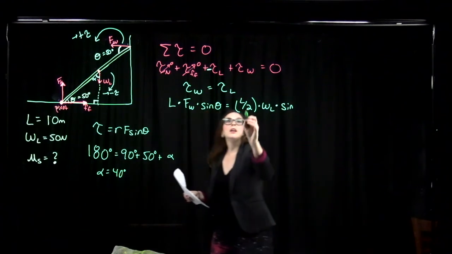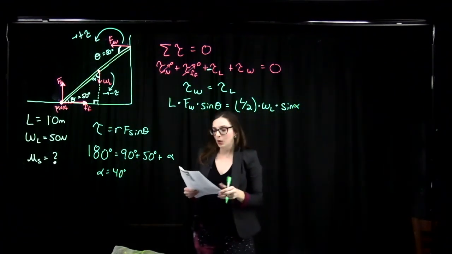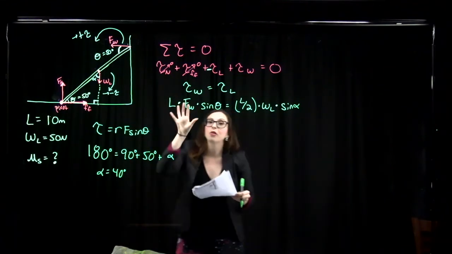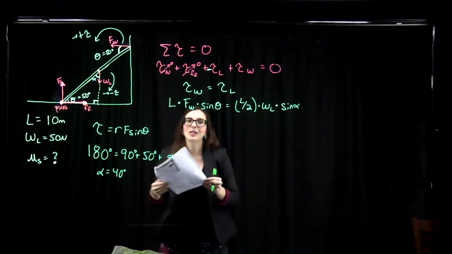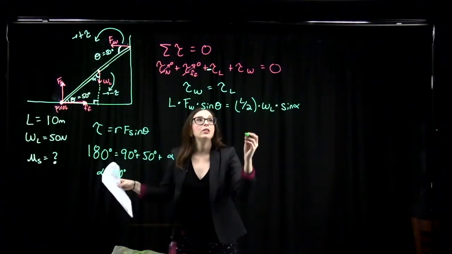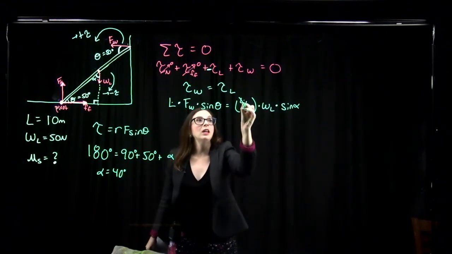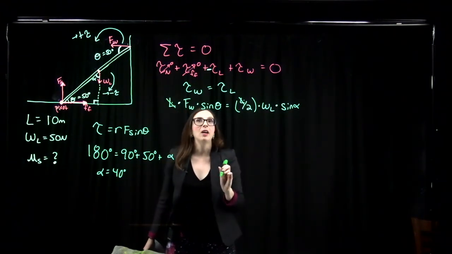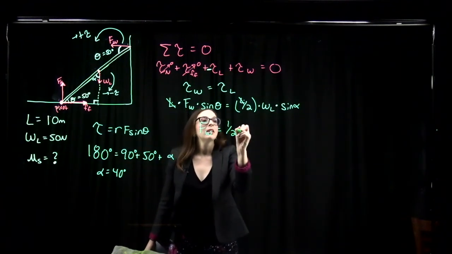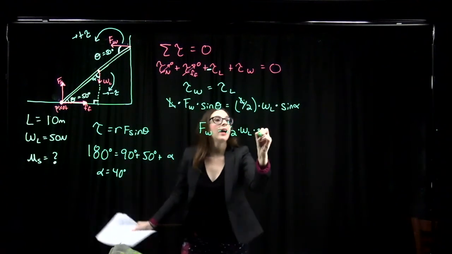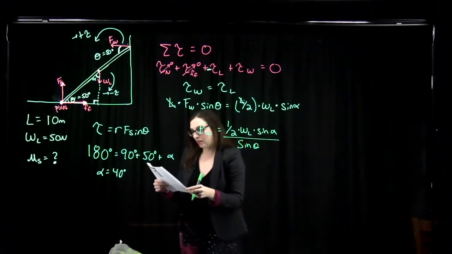So this is going to be L over 2 times the weight of my ladder times sine of this angle alpha here. We can solve this equation for the force that our wall exerts on the ladder. Even before I do that, I see that there's an L on this side and an L on that side. Actually, the length of my ladder cancels out on both sides. So the force that the wall exerts on my ladder is 1/2 times the weight of my ladder times sine of my angle alpha divided by sine of my angle theta.